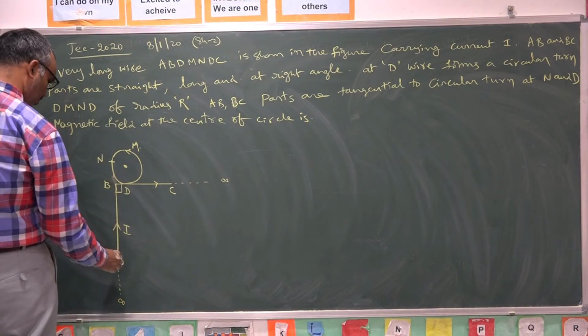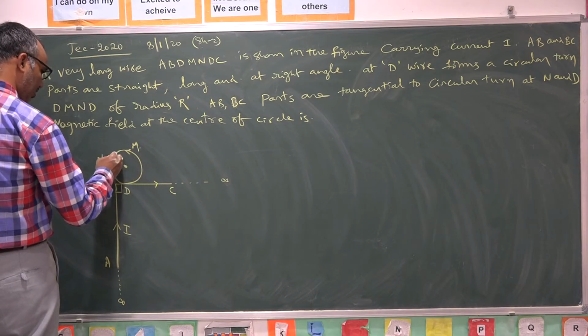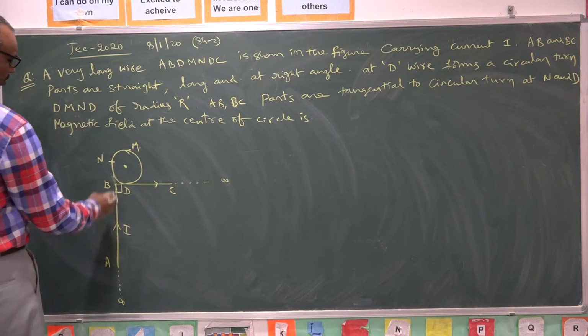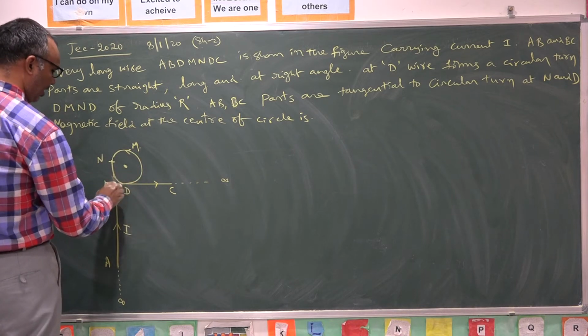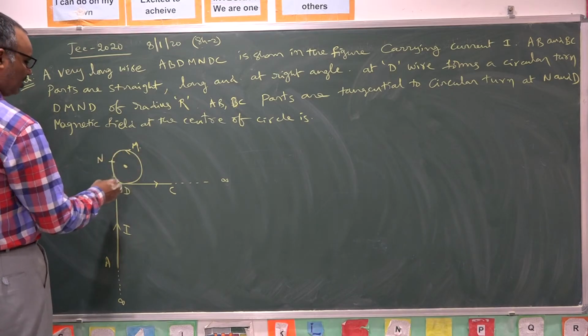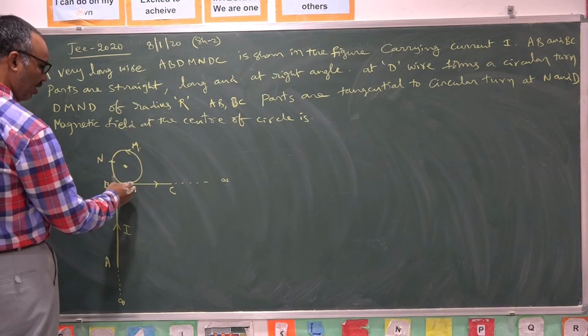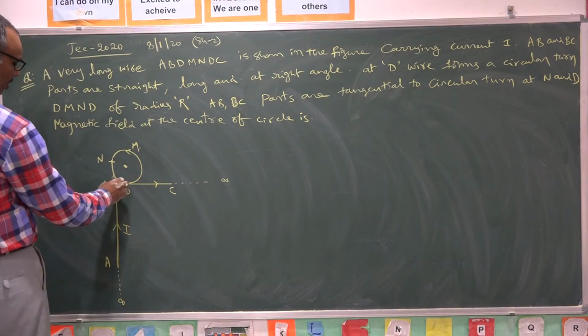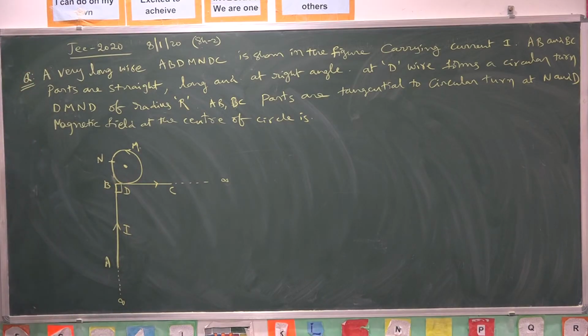Actually the wire is coming like this, again moving like this, again moving like this. They made a turn here, a right angle turn here, a circular turn here. DM, ND is circular turn, AB, DC is right angle turn. Now let me divide the wire into 4 portions for easy calculation of magnetic field at the center.